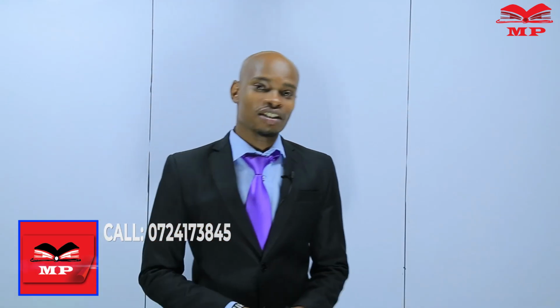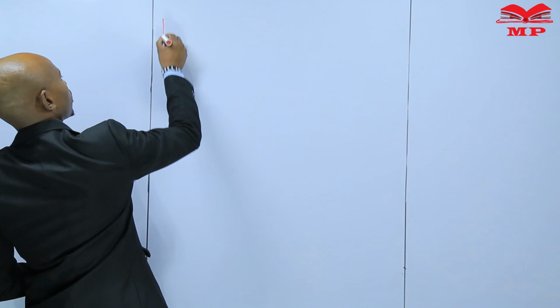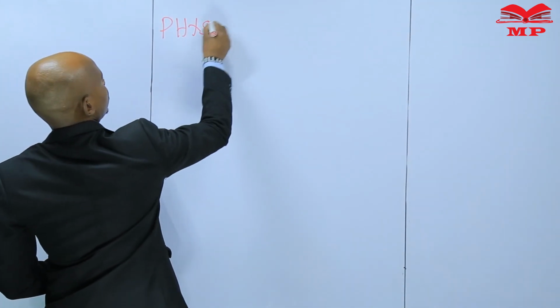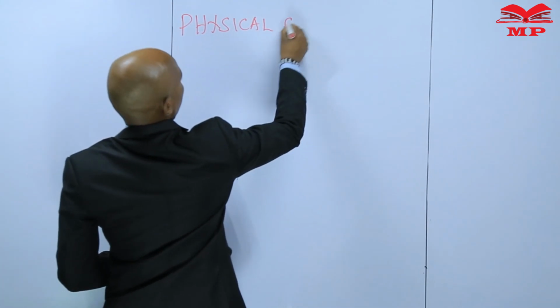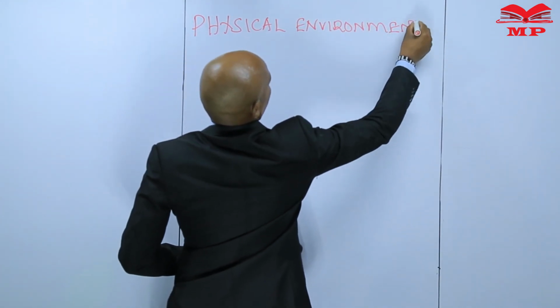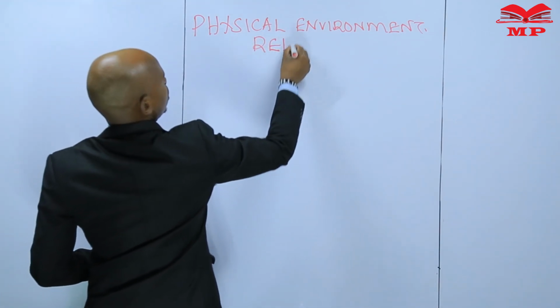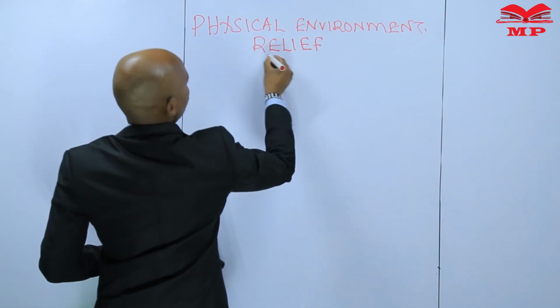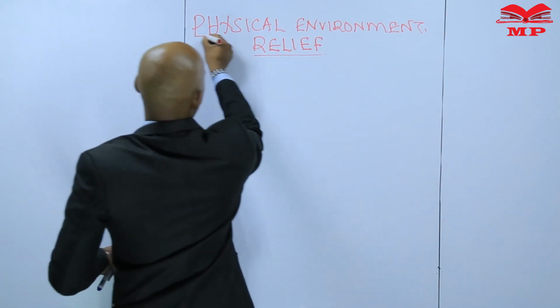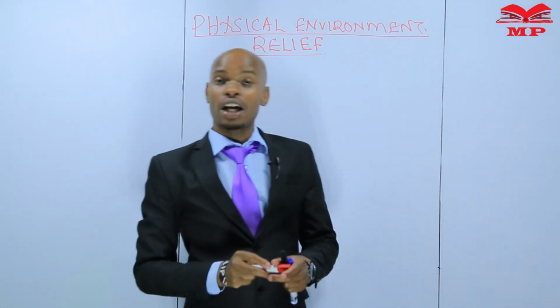In our session today, we shall be learning about relief on a map, which is still under the physical environment. Our concern is relief. What is relief? Relief is the general appearance of the land.